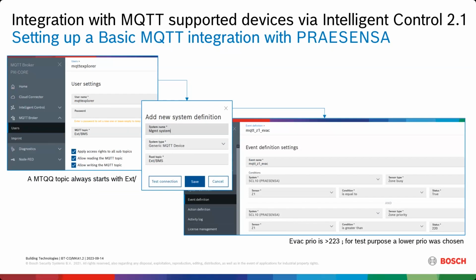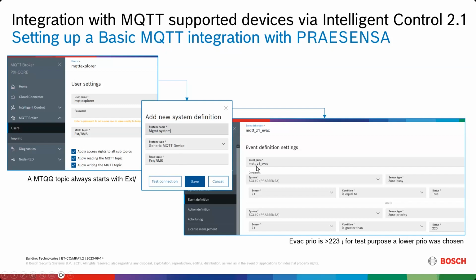But when you have this broker and you have this user, which always starts with ext slash, in this case I have an MQTT topic called BMS. That's the topic where we are going to post and where we are going to subscribe. For example here, that's the new system definition, this root topic ext BMS. And now it will also be shown here when you create an event.